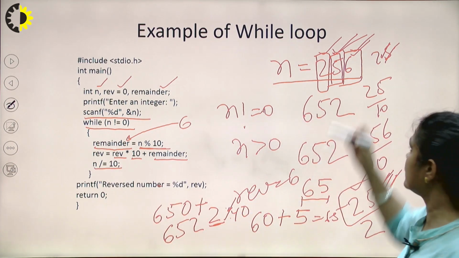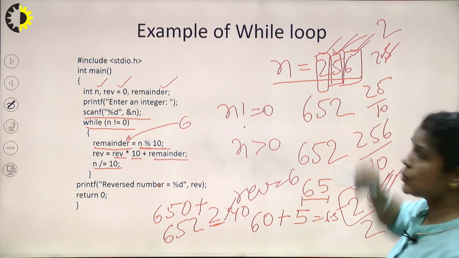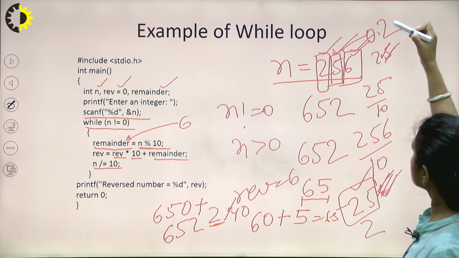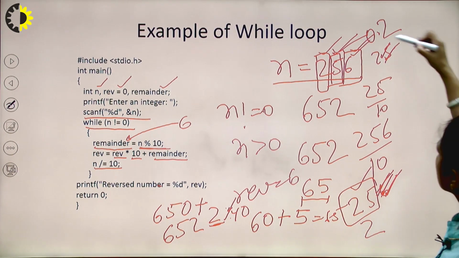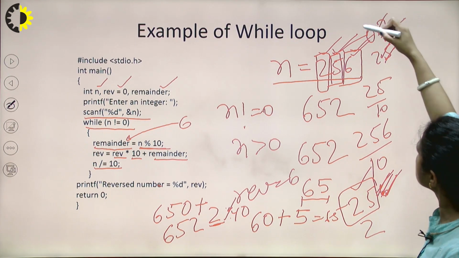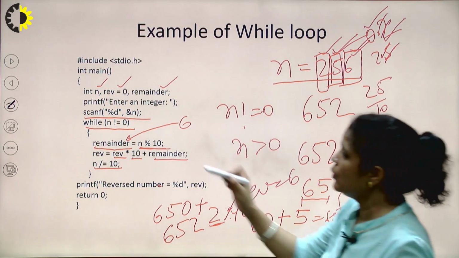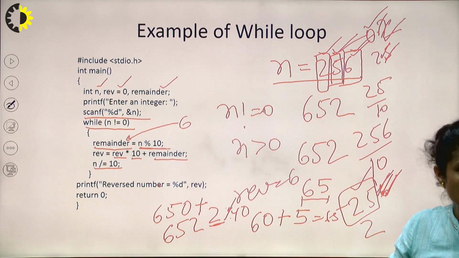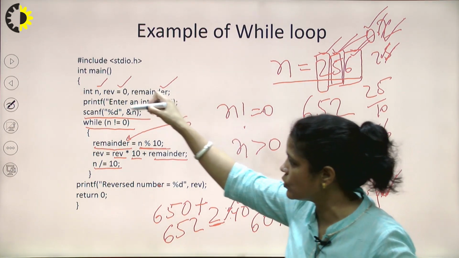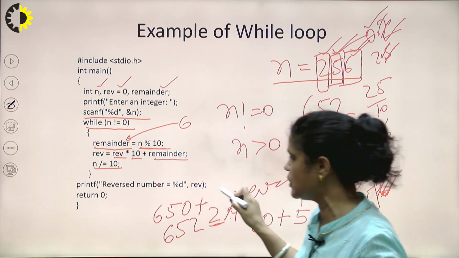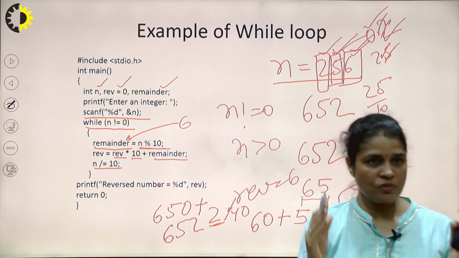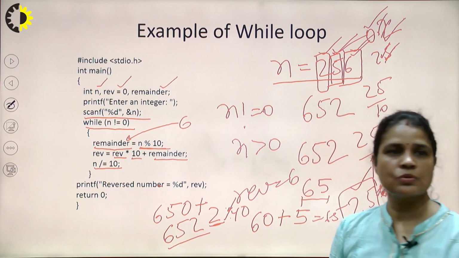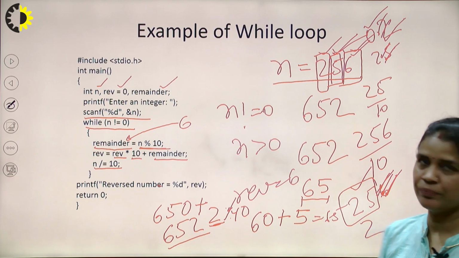And then n will be updated. n will be divided by 10. This time we have 2 in n. If we divide this by 10, what will we get? 0.2. But it can carry only the integer part, which is 0. So n becomes 0. This condition is that n should not be equal to 0, but n is equal to 0 this time. So this condition is false, and the compiler's control will come outside the loop, and REV will be printed, in which we get the reverse of the number. That is 652. So in this way we can reverse the number.